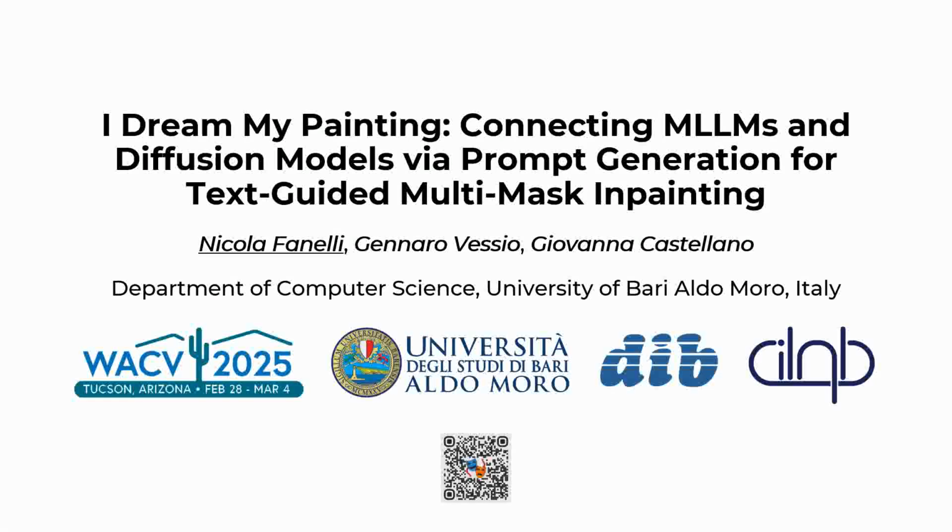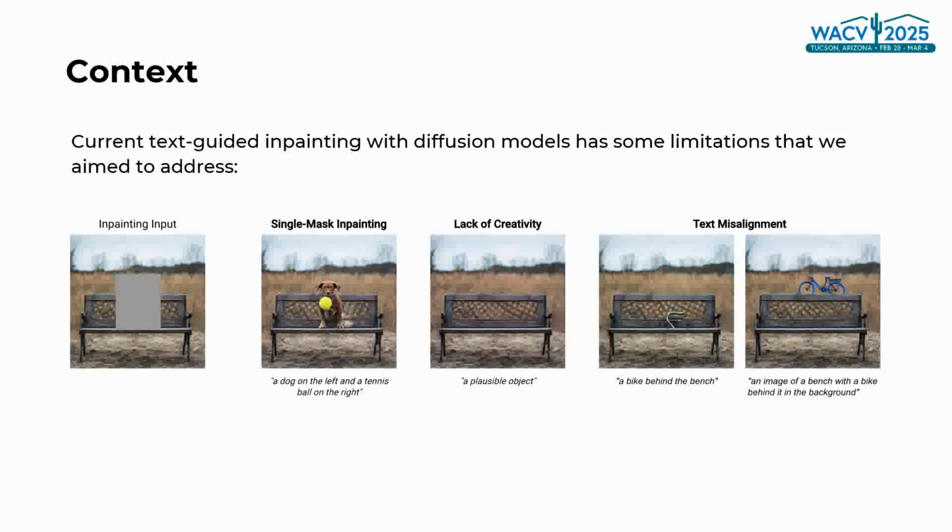Welcome to this video introducing our work titled I Dream My Painting, connecting multimodal LLMs and diffusion models via prompt generation for text-guided multimasking painting. If you're interested in this work, please scan the QR code at the bottom of this slide to access our project page. Diffusion models are state-of-the-art in text-guided image inpainting, where new objects have to be painted in an image in place of a mask following a text prompt given by the user.